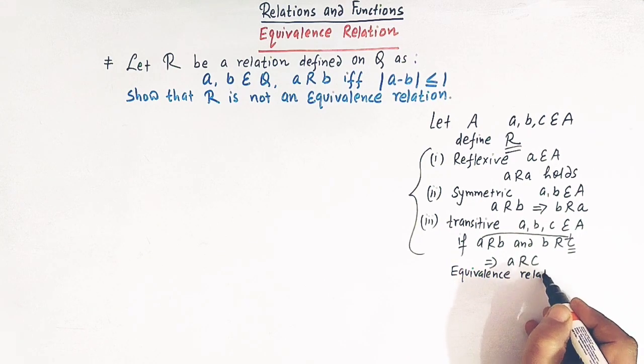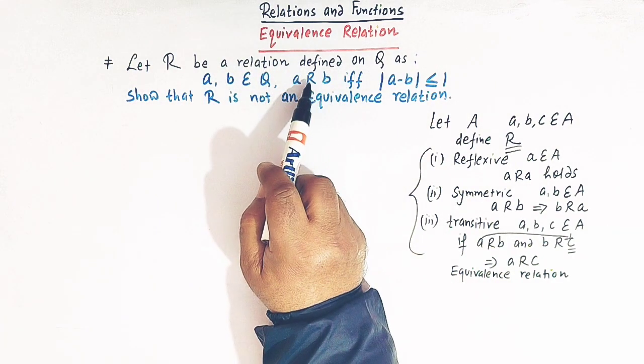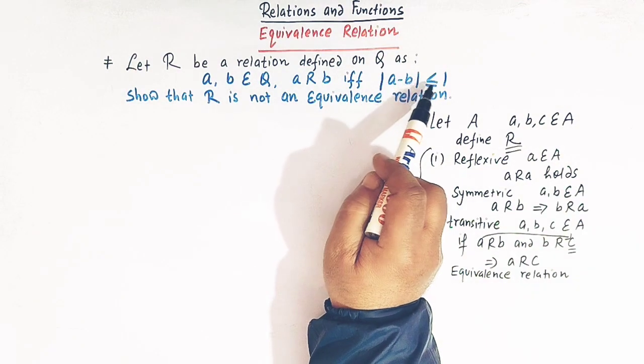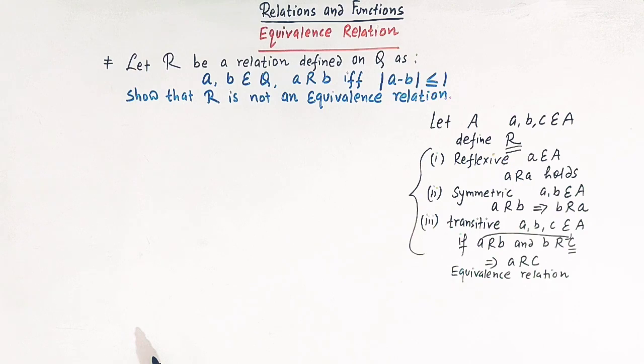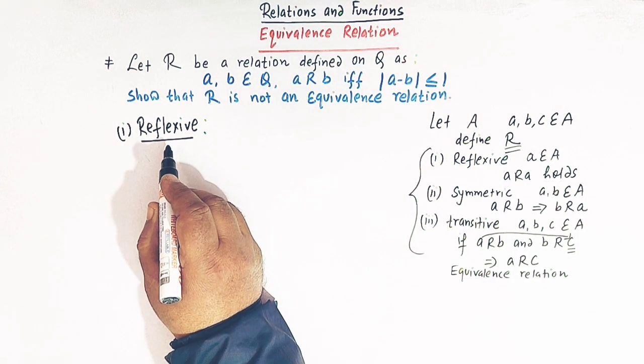So in the given problem, we have to show that this relation R, which is defined as mod of A minus B is less than or equal to 1, is not an equivalence relation. So let us start. Let us first take up the reflexive relation.